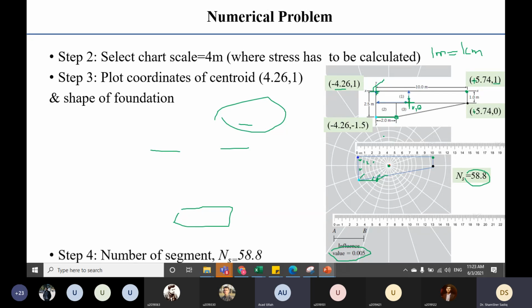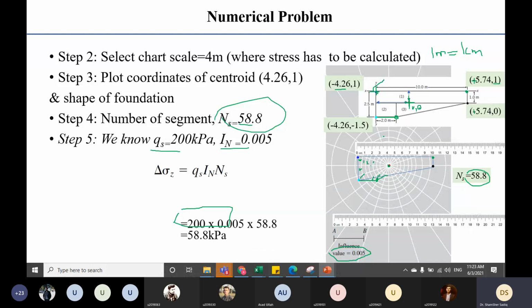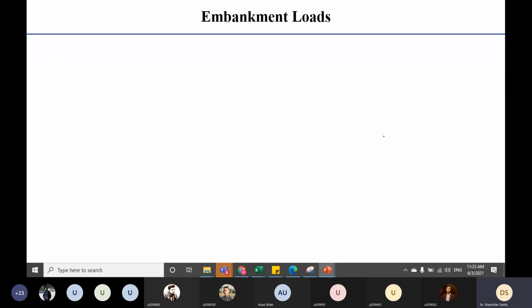Okay, all right. So I hope the new Newmark chart method is clear to you, but still I will provide you more examples, and then once you do it, you will be more clear. But still, if there is any question, you can contact me back through Teams, okay? Now let us see embankments.